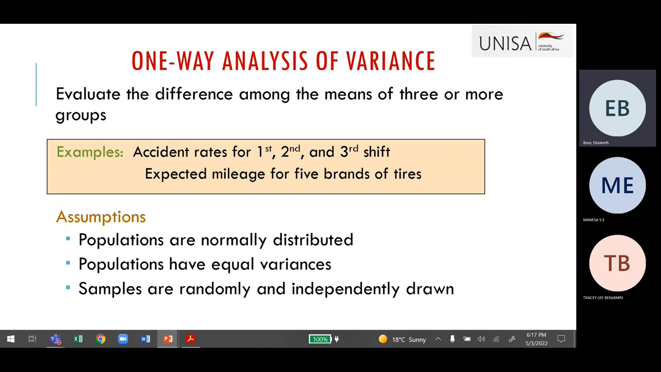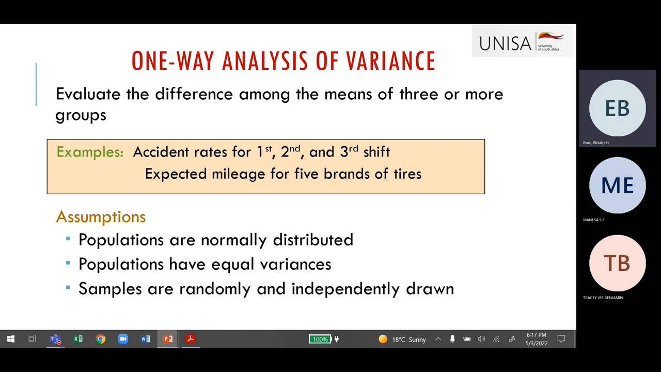Your population needs to be normally distributed, because ANOVA is one of those tests that you run on a normally distributed population, because you also want to infer the results back to the population. Your population should have equal variances, and the samples should be randomly and independently drawn, and that is why you need to treat them as if they come from separate populations.